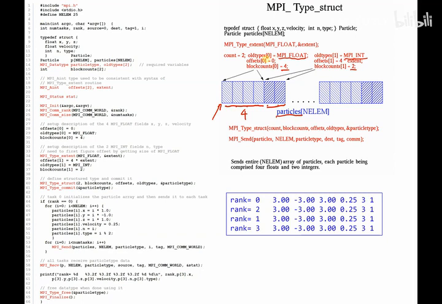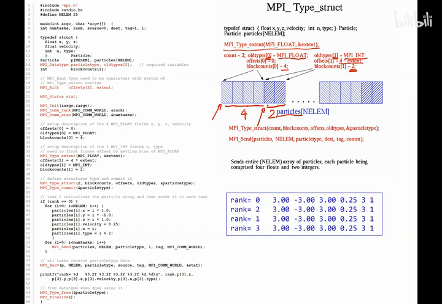So the first set of items are going to be floats, and the next set of items are going to be ints. What is the starting point for these ints? Well, it's going to be 4 times the size of a float, because we have 4 floats initially. So it's going to be 4 times the extent, where extent gives the size of a float. Here we call extent to get the size of a float. And how many ints are we going to have? Well, we're going to have 2, so we specify the 2 over here.